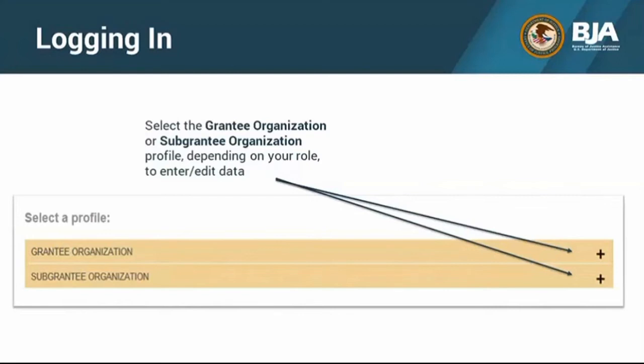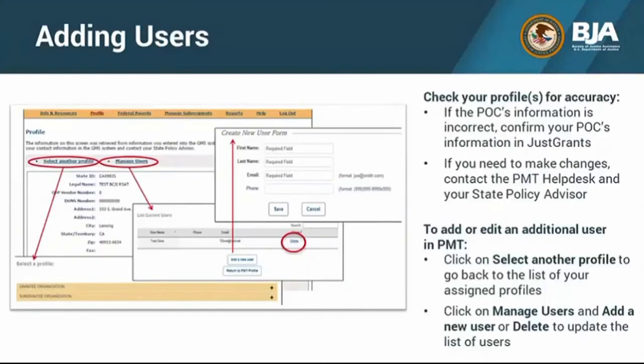To continue to enter or edit data, select the grantee or subgrantee profile you want to report on by clicking on the plus sign and then on your organization's name. As a note, you will not see this page if you only have one PMT profile or award, but instead you will be brought right into the PMT system.